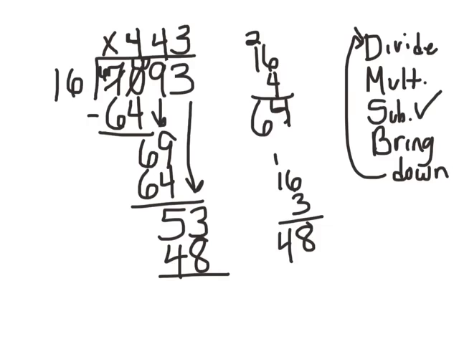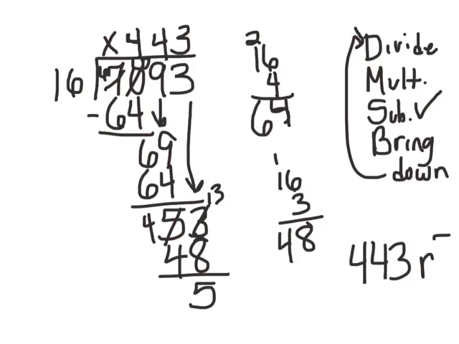Now I need to subtract. 3 minus 8 I can't do. I have 13 ones now, so 13 minus 8 is 5. 5 is smaller than 16. I have nothing left to bring down, so I know that I am done. My answer is 443, remainder 5.